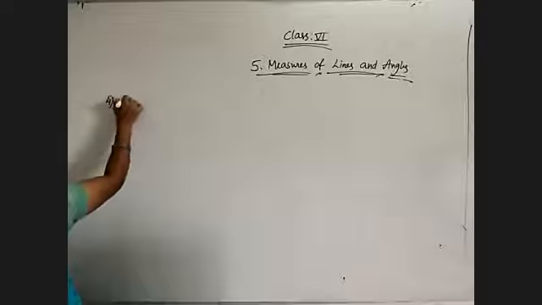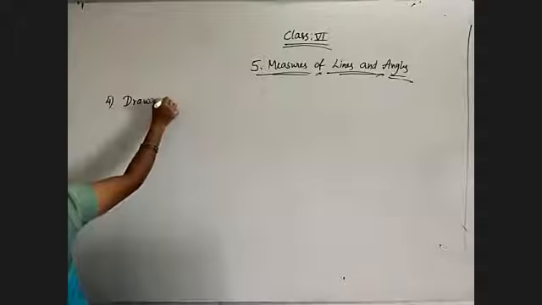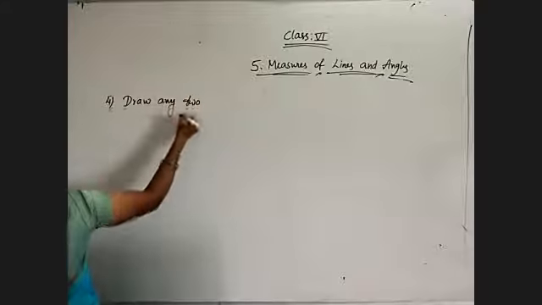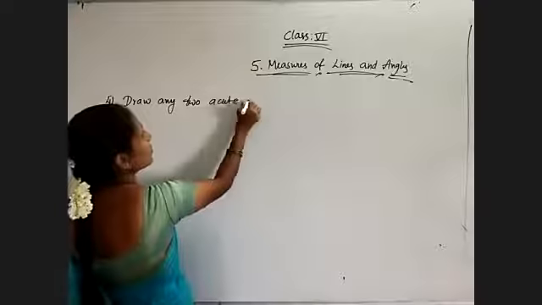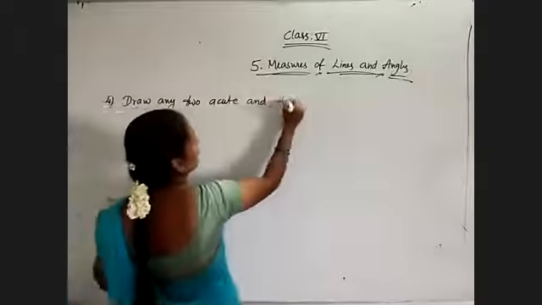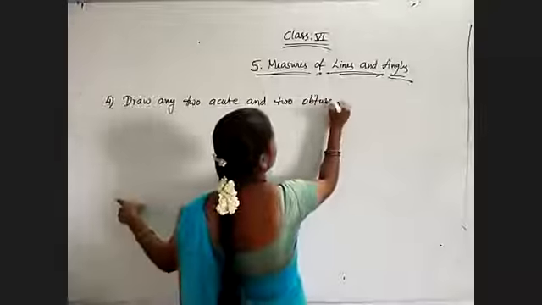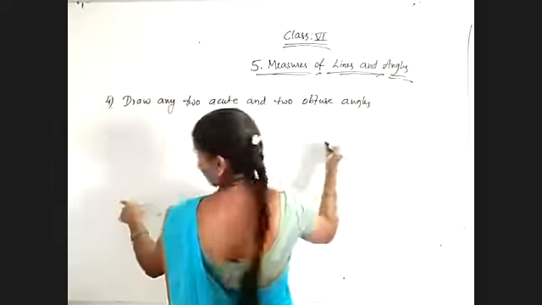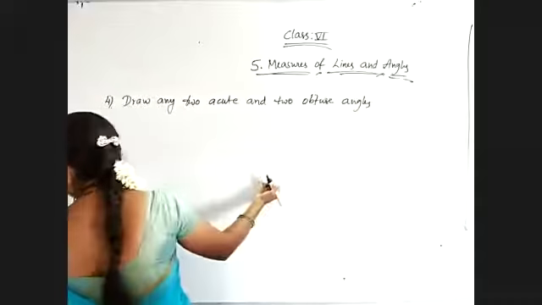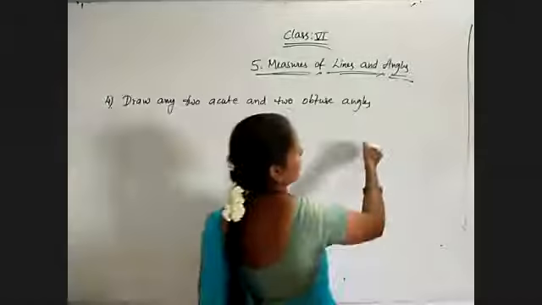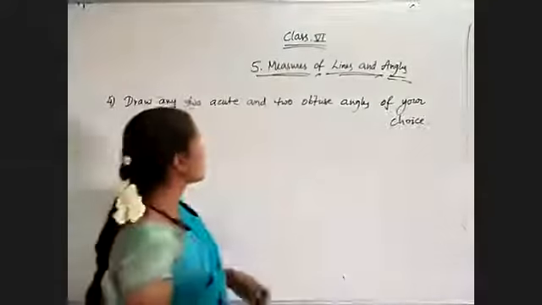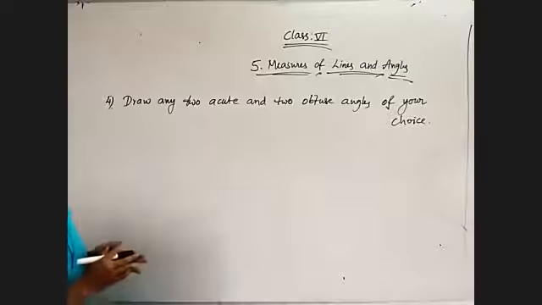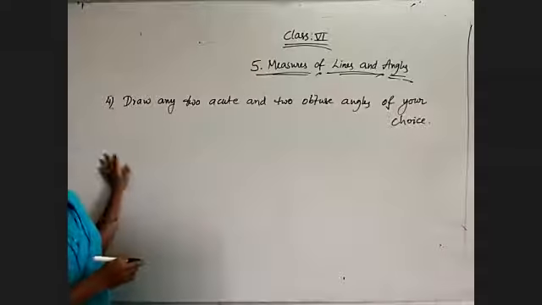Fourth question. Draw any two acute and two obtuse angles of your choice. Okay, observe the question. Draw any two acute angles and draw any two obtuse angles of your choice.